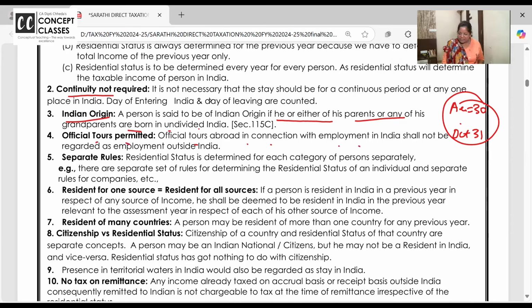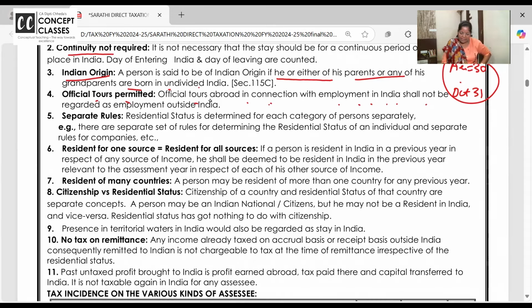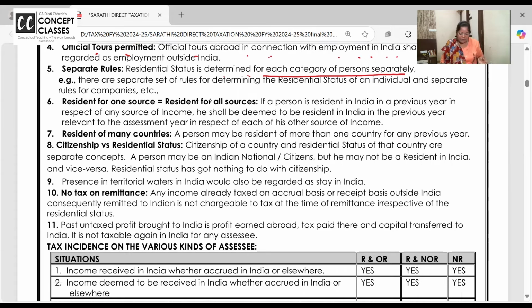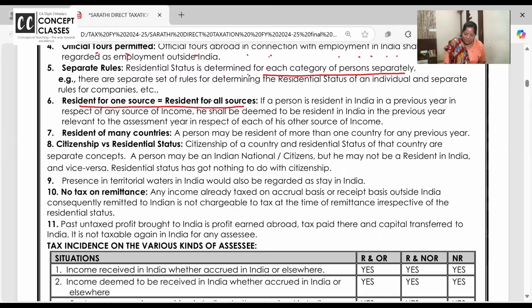Official tours in connection with employment shall not be taken as employment outside India. I am working in Hyderabad only, but for some purchases, for some meetings, I go abroad. So it is not that I am going outside for employment. Going outside for employment is like you're going and working in those countries. Okay? Residential status is determined for each category of person: Individual, HUF, AOP. Right now we are stuck on one only. Also, residential status for one source. This one is very beautiful. Okay, ma'am, I am in India for 192 days.